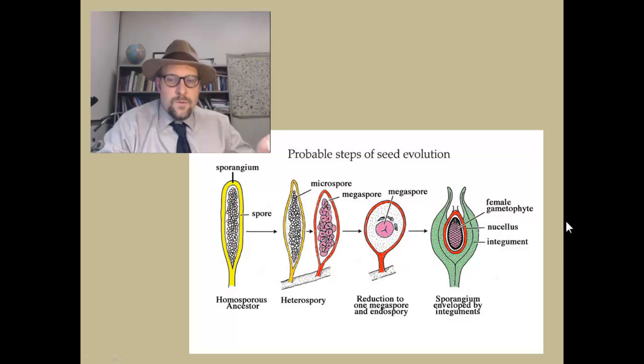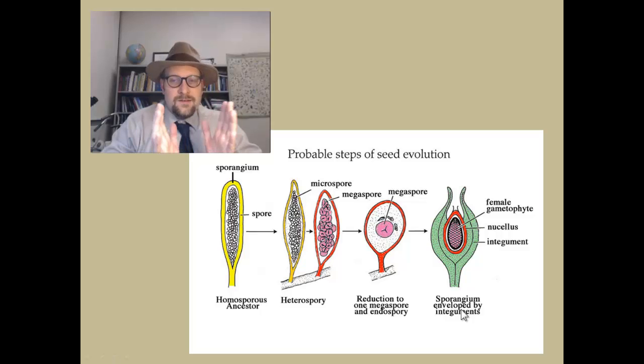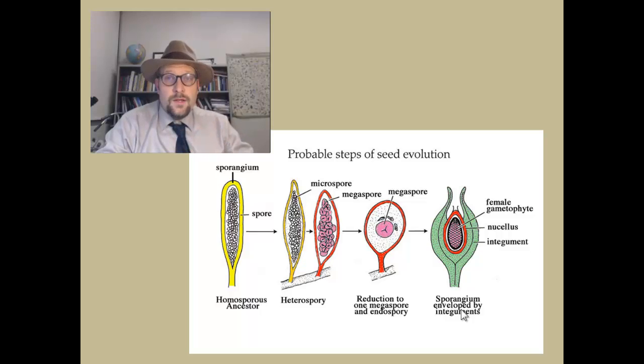And then eventually we get this very important stage where the megaspore gets encased by a cup-like structure that's called the ovule, and that's going to be where the female gametophyte resides. That cup-like shape is going to be what catches the pollen that's blown out to the wind.